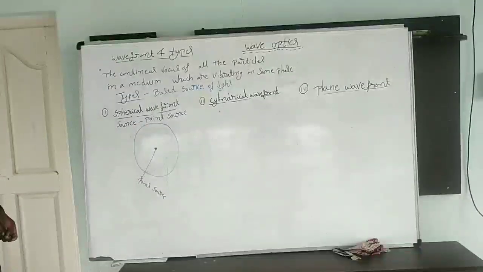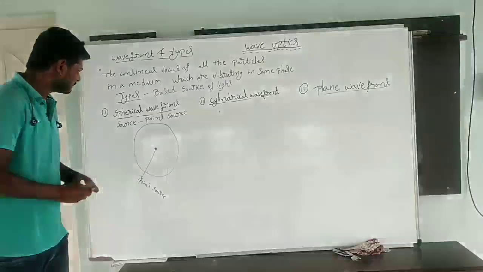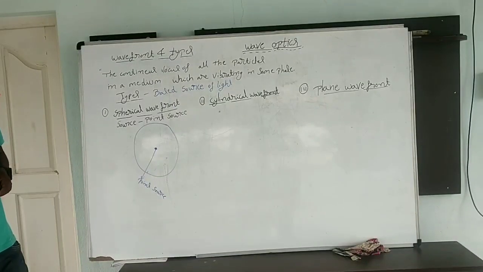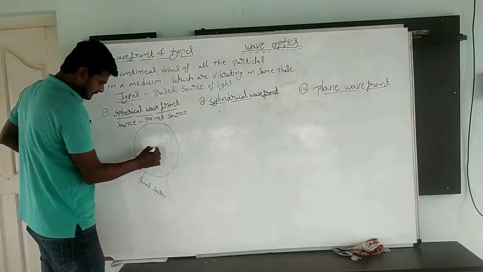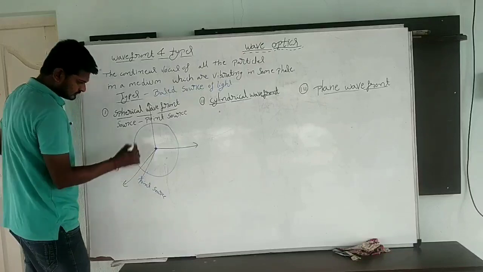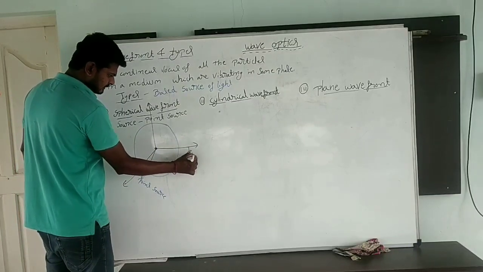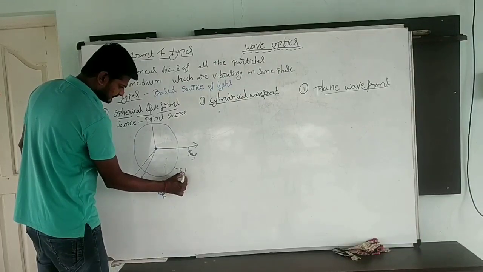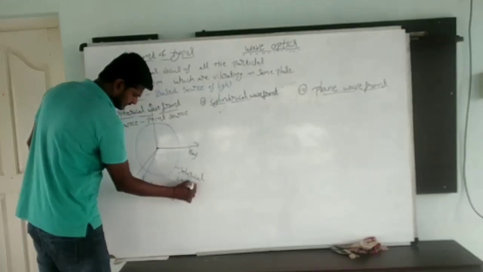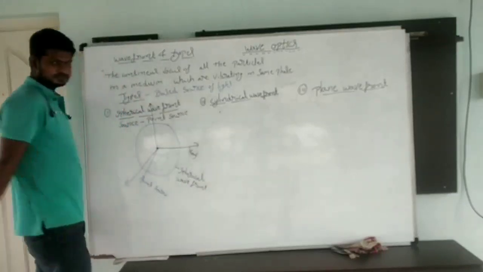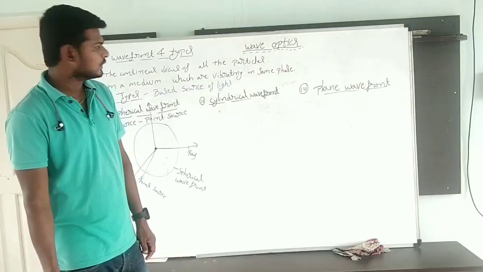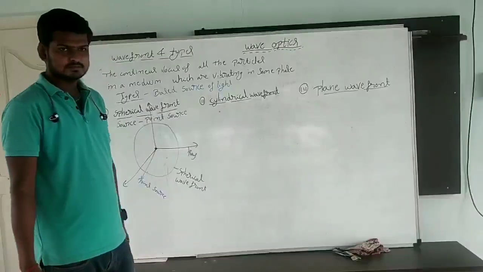The wavefront produced from the point source is called what? Spherical wavefronts. That's what spherical wavefronts are. The wavefronts produced from the point source here. This is a ray. This is also a ray. This is also a ray. This is the spherical wavefront. Spherical wavefront is simple: the wavefronts produced from a point source we call spherical wavefronts.